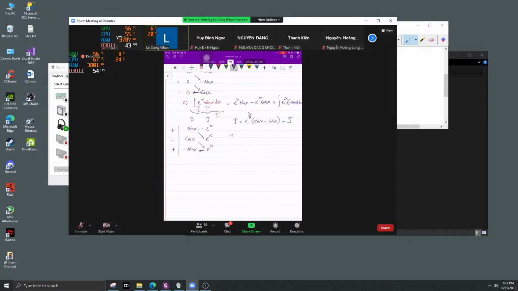And therefore, we have 2I equals exponential of x times sine x minus cosine x plus a constant C. And therefore, you get I equals e to the x over 2 times sine x minus cosine x, plus a constant. Okay, here we have C over 2, but C is a general constant, so C over 2 is also a constant. Does it make sense?